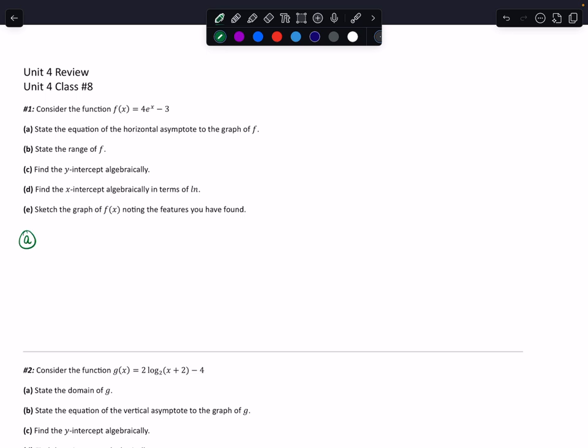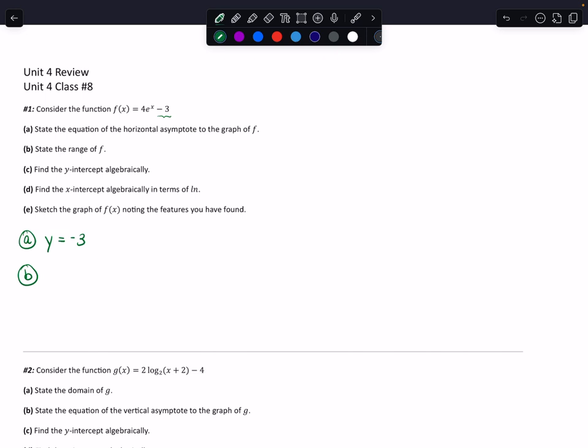We know that the value where the horizontal asymptote occurs in an exponential function's equation is that constant that is added or subtracted to the end of the equation. So therefore, the equation, and it's a horizontal line, so it's y equals -3. Done. B, the range, remember the horizontal asymptote definitely plays a major role in the range of an exponential function.